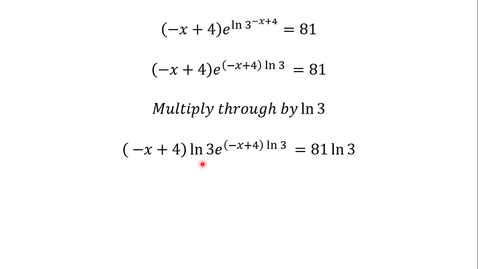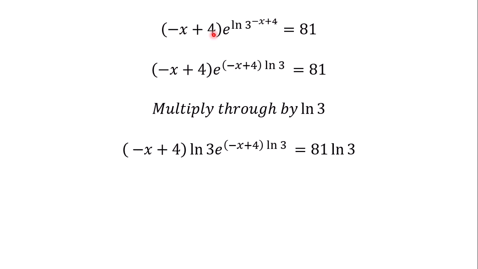Because it's an equation, whatever you do to the right hand side should be applied to the left hand side. So when we multiply the whole of this equation by natural log of 3, this is what we are going to get. Now the motive is to just get what is here to be the same thing as what is here. That is why we are multiplying through by natural log of 3.